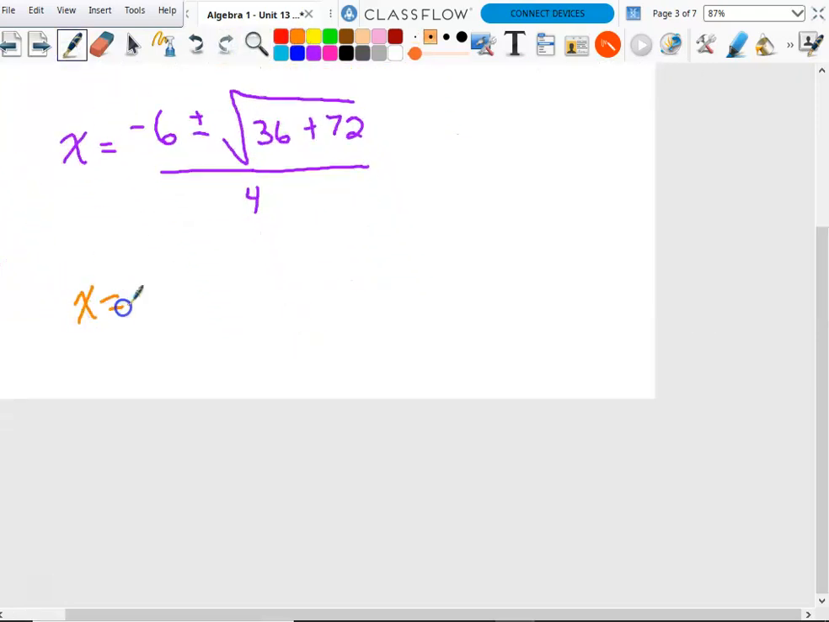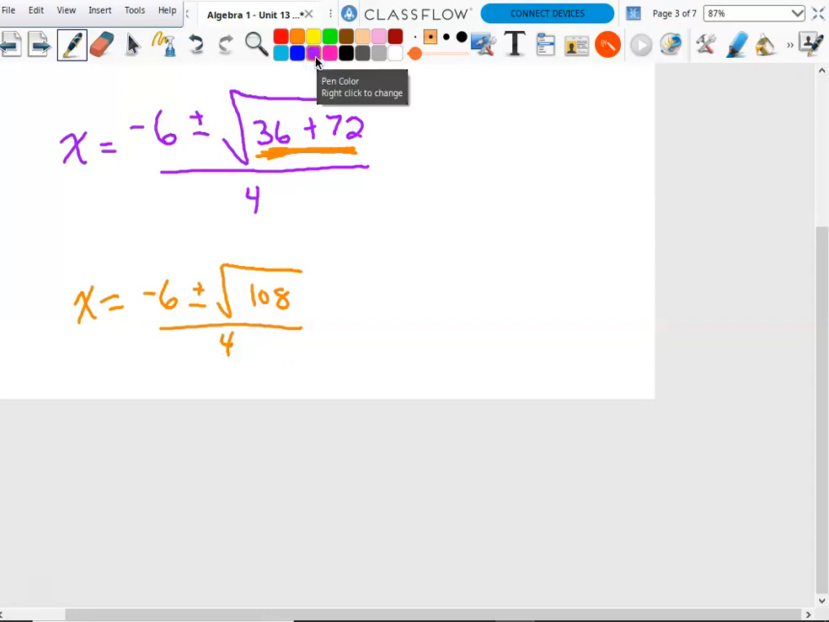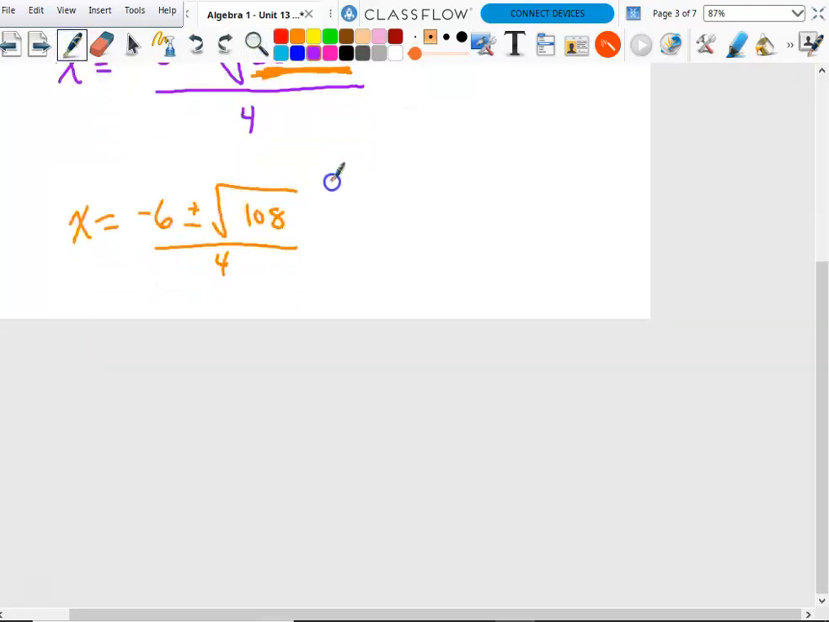x equals negative 6 plus or minus... I can't start talking about square rooting until I put those together. So don't be like, oh, 36, it's 6. No. This is one number, and it ain't 36. Add those together, and I get 108 all over 4. Okay, so this is where it starts to get cray-cray. I got to go back to Unit 8, what we did at the very beginning of the semester, and say, can I simplify the square root of 108? And sometimes you'll be able to, sometimes you won't. But I got to try.